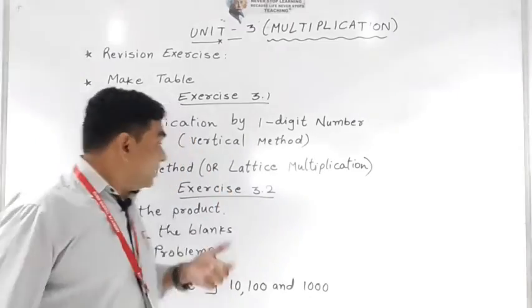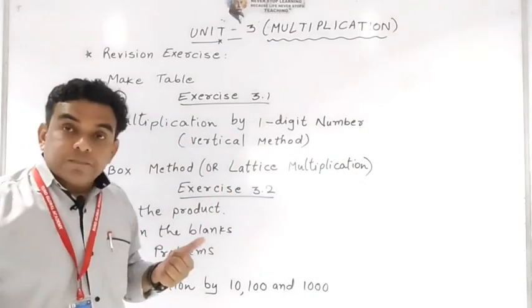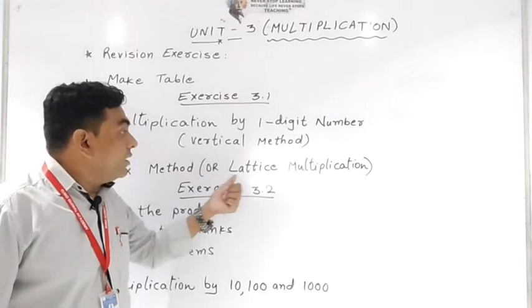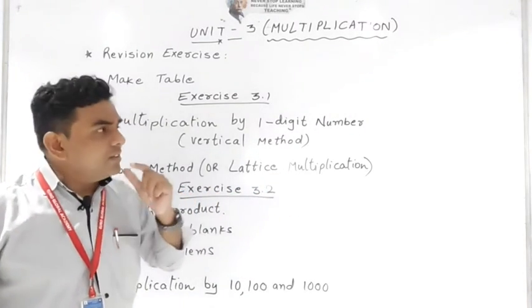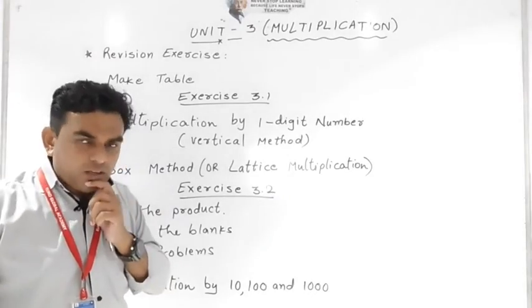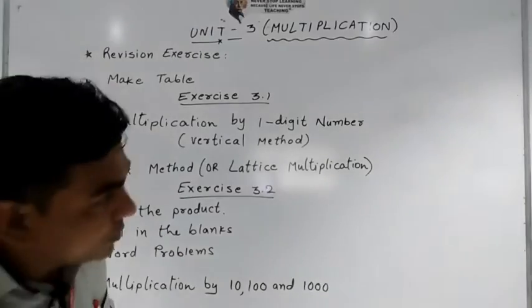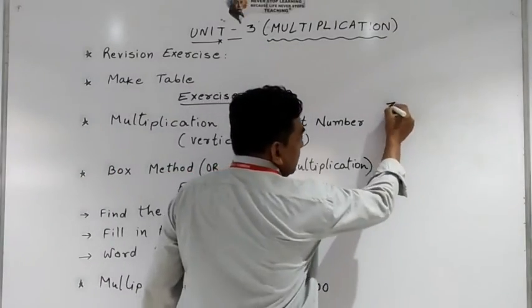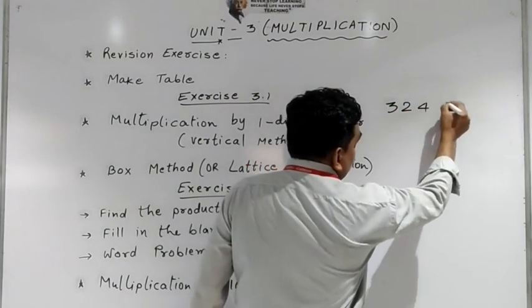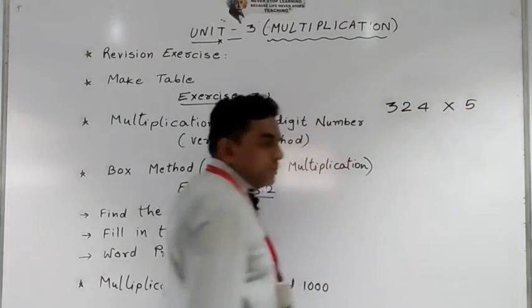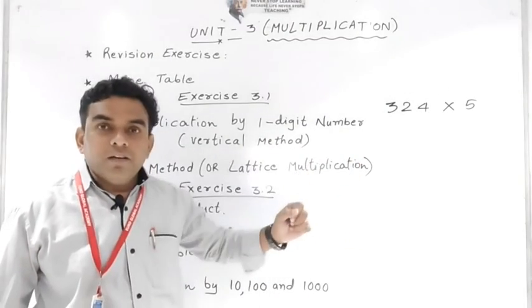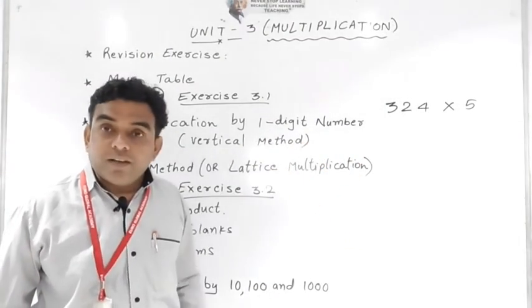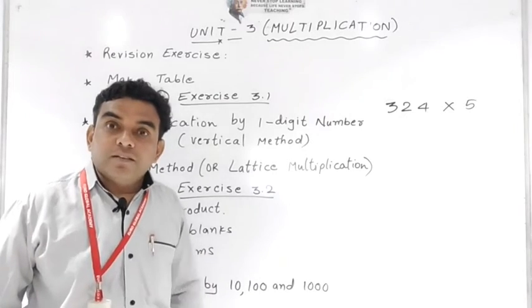So students, you can see here box method, or it can be said to be lattice method. Student, box method, lattice method, how will you do that? Then I will explain you, no problem. Suppose you will ask like this, students, 324 multiplied by 5. Then how will you do that?